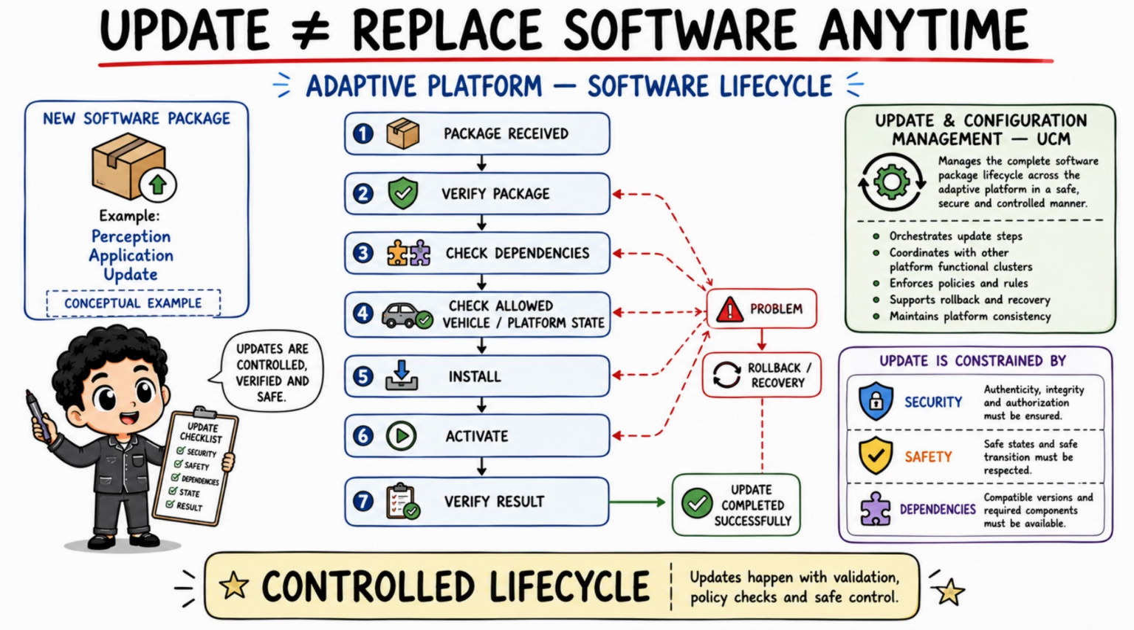That does not mean every adaptive application can be replaced at any moment while the vehicle is driving. Safe update behavior depends on system design, vehicle state, dependencies, security, package validation, and project requirements. Adaptive provides mechanisms. The engineering project decides how those mechanisms are used safely.